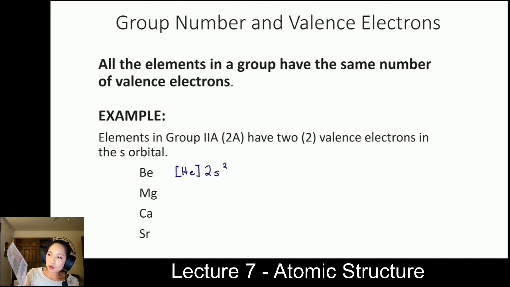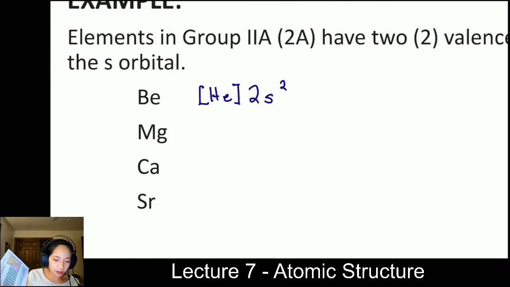So if I do my shortcut thing that I've been showing before, my checkpoint, if I wanted to write the electron configuration for beryllium, a shortcut way would be to start at helium and write 2s2. That's what I have here. So you see that there are 2 electrons in its valence shell, 2 valence electrons in that s orbital.